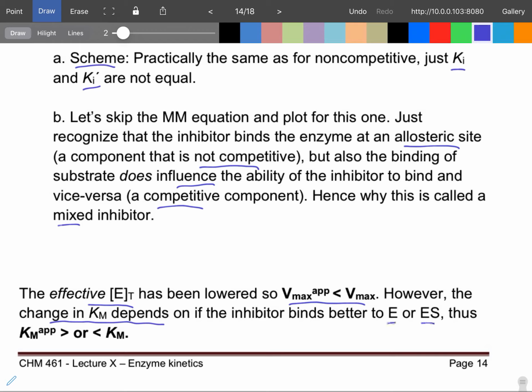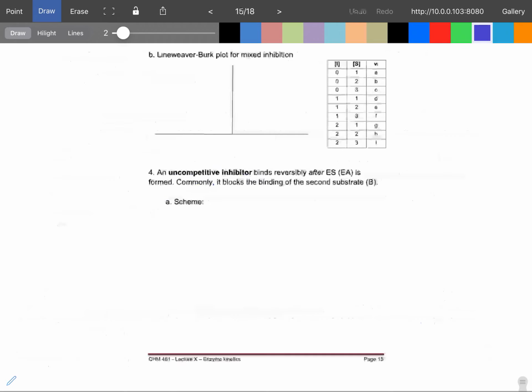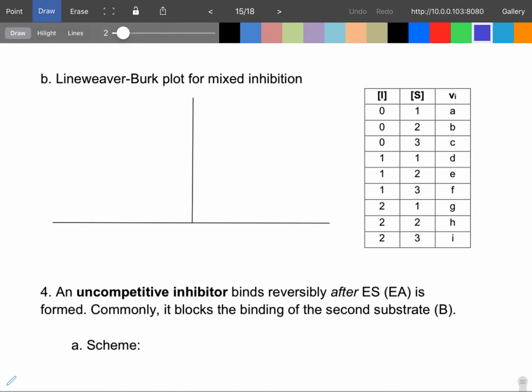So I want to look at the Lineweaver-Burk plot for mixed inhibition. This is 1 over initial velocity, again 1 over substrate concentration. And same thing as usual, we've got 3 different inhibitor concentrations. So the first one with the shallowest slope will be inhibitor equals 0. And I will draw a line connecting those like this. And then we'll add some inhibitor. So inhibitor equals 1.